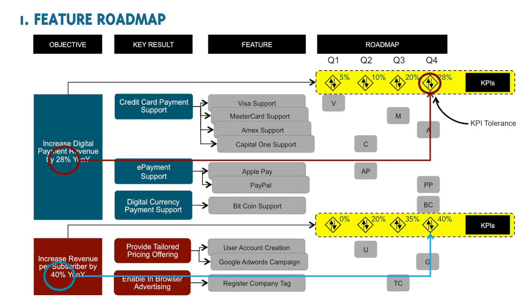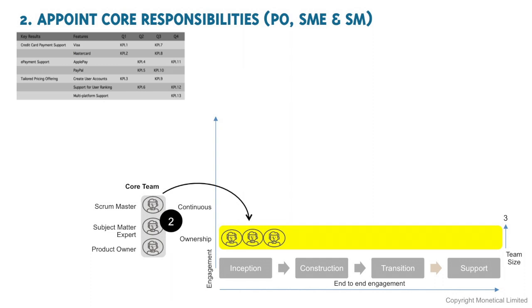Feature roadmap. A set of high-level features with an associated number of key performance indicators needs to have been published with associated tolerance limits for the coming quarter. Ownership. 3 specific roles take on responsibility for the entire life cycle. A product owner, a subject matter expert, and a scrum master.